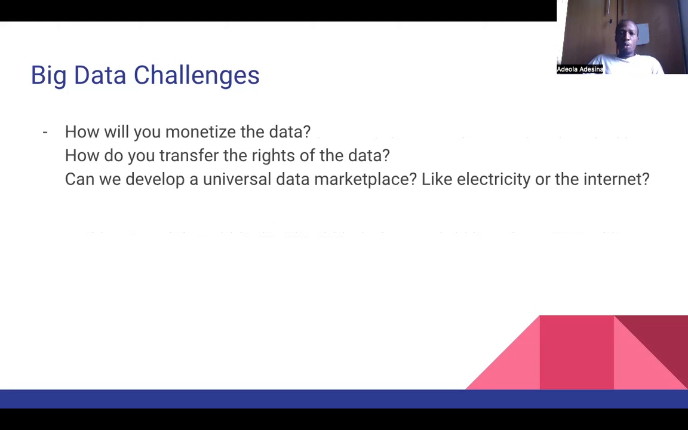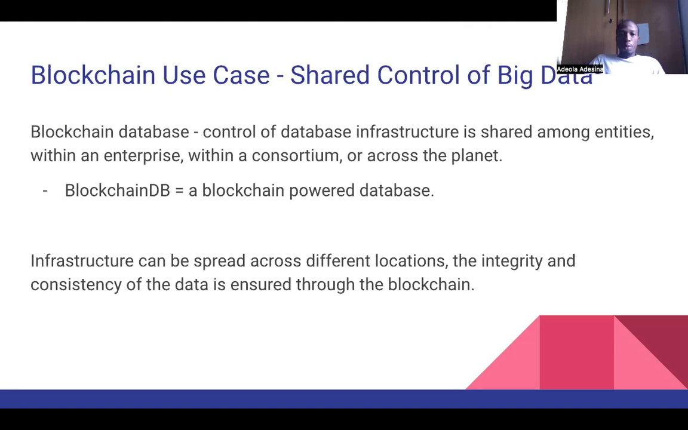And that question is, how do you monetize the data sets? How do you transfer rights of the data? How do you know who has rights to do what and who has rights not to do what? How can we develop a universal data marketplace like the electricity or the internet? So these are data challenges that we have in the 21st century that we use the blockchain to answer. So the blockchain solution for such questions is what we call blockchain DB, a blockchain-powered database.